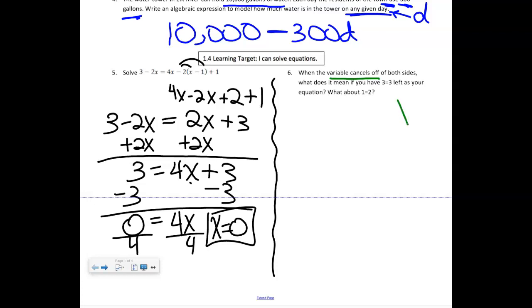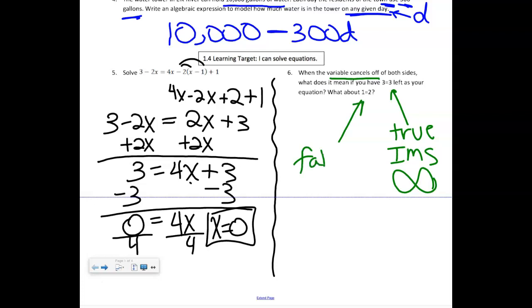So 3 equals 3, that is something that is true. And reminder, if something's true, your answer would be infinitely many, or remember I also said you could use the infinity sign. If you're left with something like this, 1 equals 2, that is false. And reminder, that is a no solution. Or you could use this 0 with a slash through it.